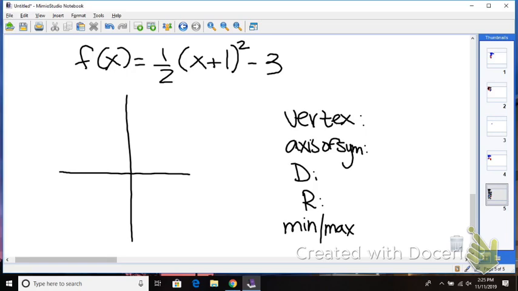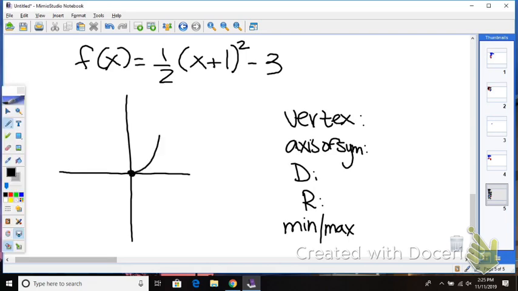Okay, so this plus 1 here tells me to go, well, here's my original. Let's start with that. So the plus 1 tells me to do what? Negative left one. So left 1. And then minus 3 tells me to go down 3. So my vertex is going left 1 and down 3. So my new vertex should be -1, -3.